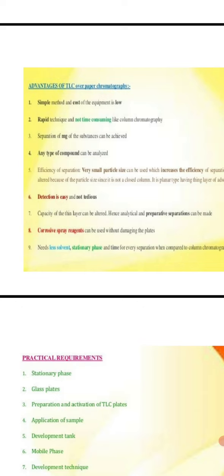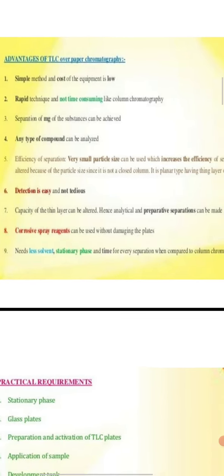In third advantage, the separation of milligram quantities of substances can be achieved, means कम से कम सोल्यूट अगर हम लेंगे, कम से कम ड्रग सैंपल ले रहे हैं, उसका भी सेपरेशन अच्छे से हो जाता है इन केस ऑफ द TLC. Next advantage is that any type of compound can be analyzed. कौन से भी टाइप का कंपाउंड अगर हो, हमको एनालिसिस करना हो उसका, तो ये इजीली हो जाता है बाय यूजिंग द TLC मेथड. Then fifth point, efficiency of the separation.